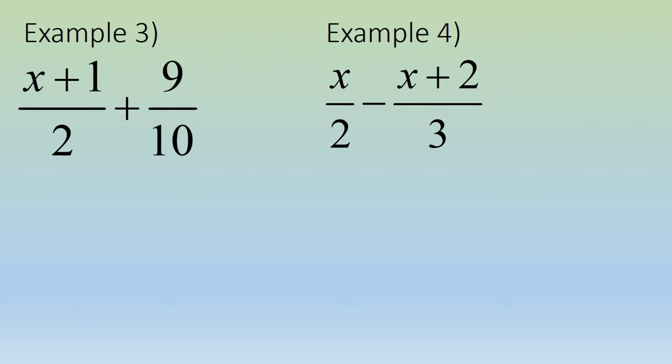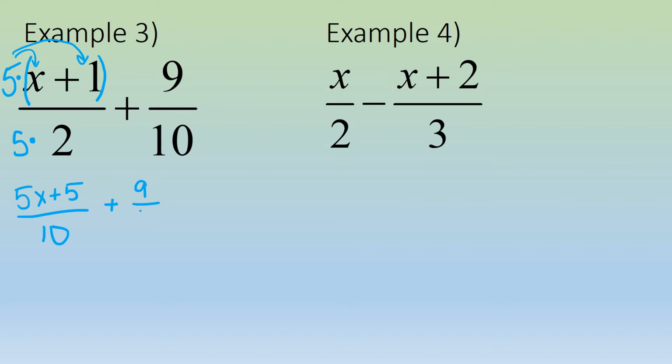Moving on to example number 3, we know that 2 times 5 gets us to 10. So we're going to multiply the left-hand fraction, top and bottom, by 5. When we multiply by 5, we're multiplying the entire numerator times the 5. So when we multiply by 5 times x plus 1, we're going to have to distribute that 5 to the x and to the 1. So that's going to become 5x plus 5 all over 5 times 2 is 10.